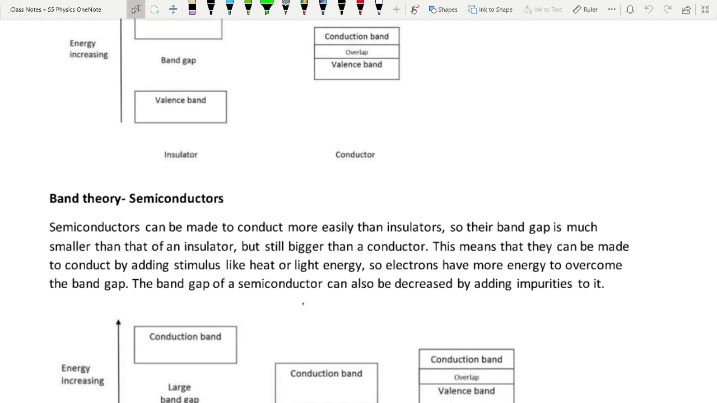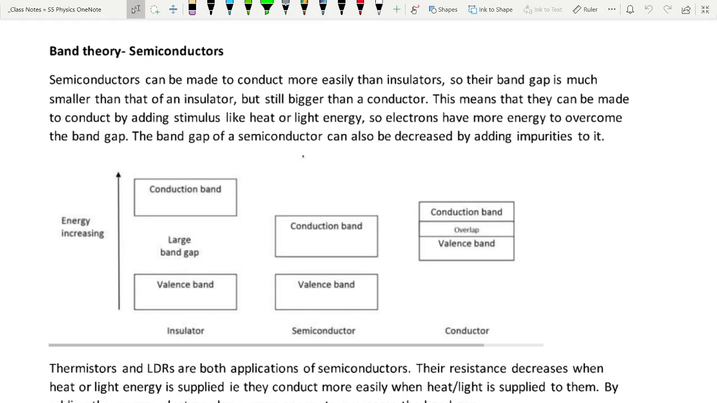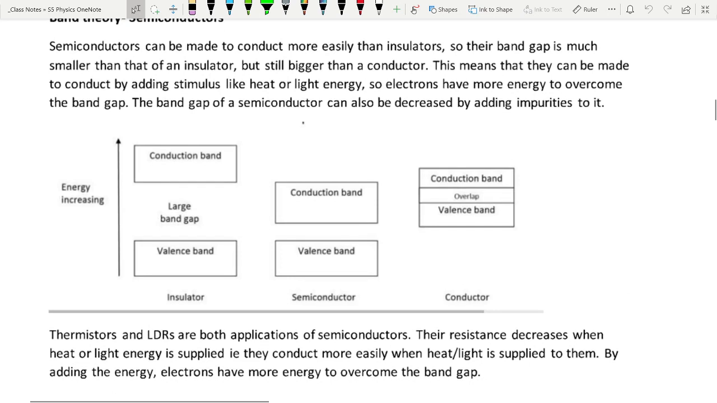Semiconductors, as I said, they've got a relatively stable structure, but not as stable as insulators, and way more stable than conductors. So semiconductors can be made to conduct more easily than insulators. So their band gap is actually a lot smaller than an insulator. Okay, and this means they can be made to conduct by adding stimuli, so light or heat, for example, so electrons have more energy to overcome the band gap. And the band gap of a semiconductor can also be decreased by adding impurities to it.